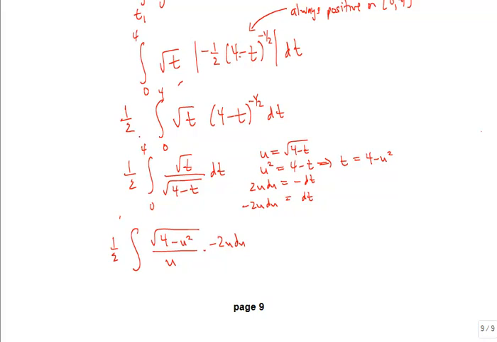Let's also go ahead and change our bounds. These bounds 0 and 4 are t bounds. So if t is 0, what is that going to tell me about u? If I plug in 0 for t, I'm just going to get 4 minus 0, which is 4. Square root of 4 is 2. So if t is 0, that means u is 2, and that's the lower bound. Now let's look at the upper bound of 4. If I plug in 4 for t, 4 minus 4 is 0. Square root of 0 stays 0. So u equals 0, and the upper bound is actually 0. It's okay that those are backwards. I'm going to show you how to deal with that.